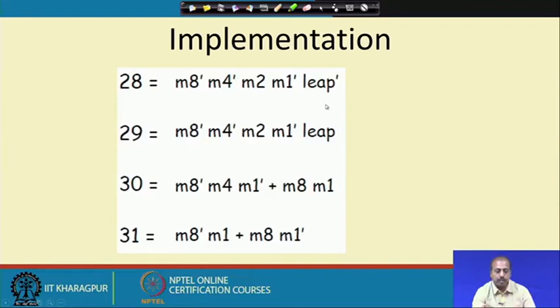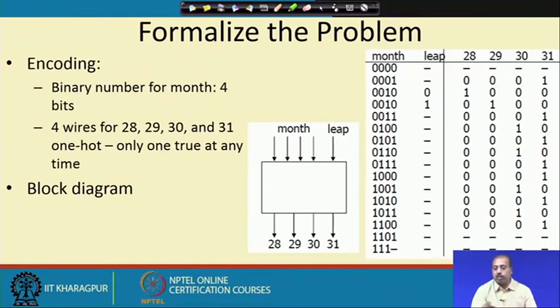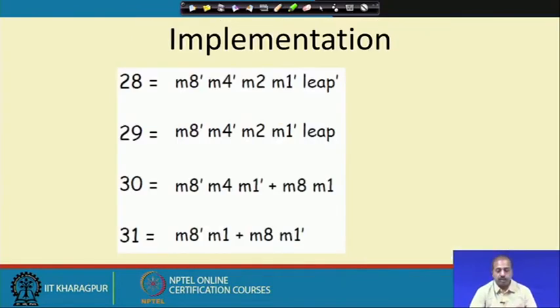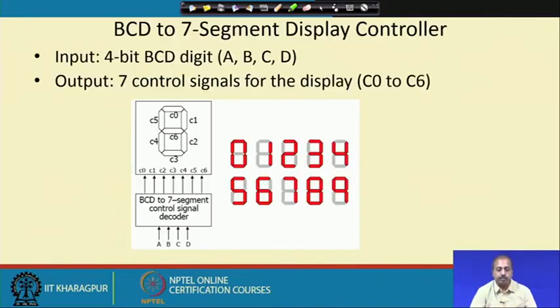So, this is M8 bar, M4 bar, M2, M1 bar and leaf bar. Similarly, 29 is for this, 30 is. So, these are the corresponding logic expressions. For getting this, you can draw the corresponding truth table. From this truth table you can make the corresponding Karnaugh maps, do minimization and get the logic function. And then in terms of logic gates, you can realize this combinational function.